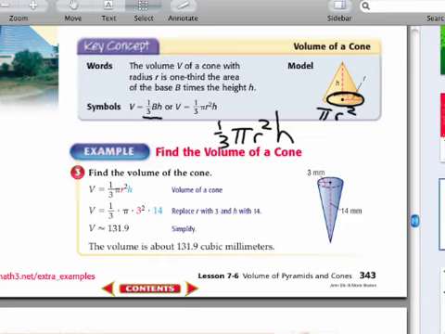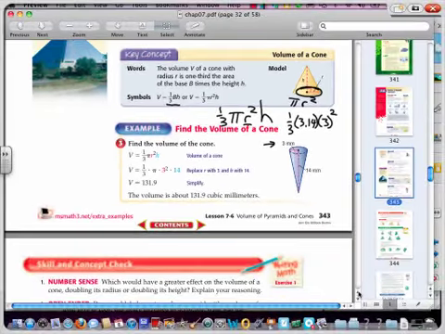So let's take a look at this example. Here we've got 3 millimeters. That's my radius. So I would put that in. So let's put in 1/3 pi 3.14, radius 3 squared, and my height is 14. And you'll want to use a calculator. When you punch that all in on a calculator, you would get 131.9 approximately. You would simply round off to that.